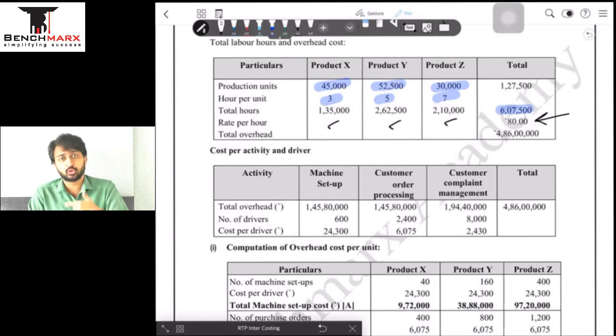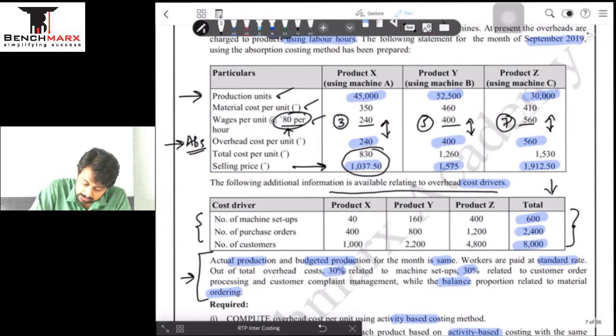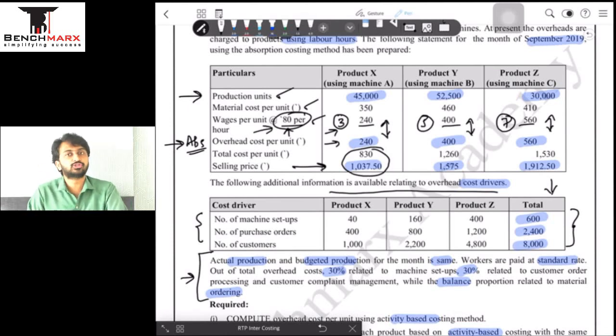My wage cost per unit and the absorption per unit is the same. Yahan pe dikhai de raha hai, 240 is here also, 240 is here also, which means if the hours are same and the cost is same, the rate also has to be the same. That is why the absorption rate is also 80.